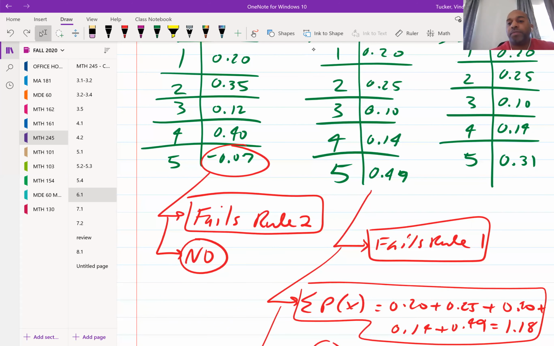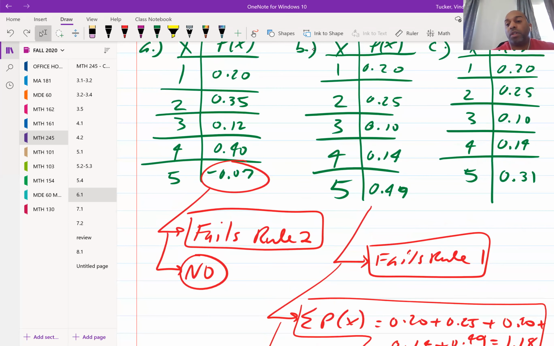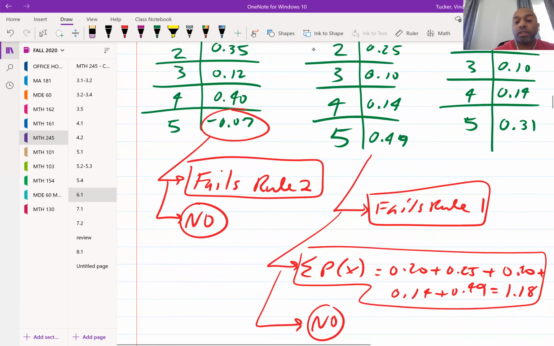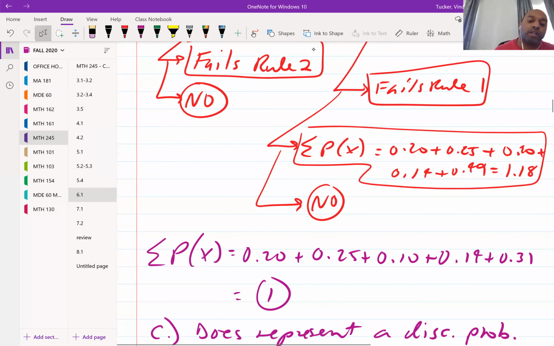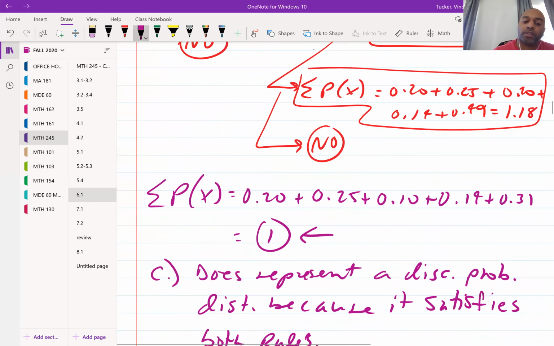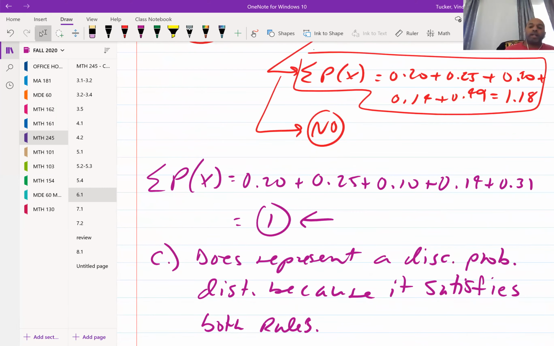And then the last one, it passes rule 2 because all of your probabilities are in between 0 and 1. Now we have to add them up and see if they equal 1. And if we do that, we see that they do. And so C does represent a discrete probability distribution because it satisfies both rules.